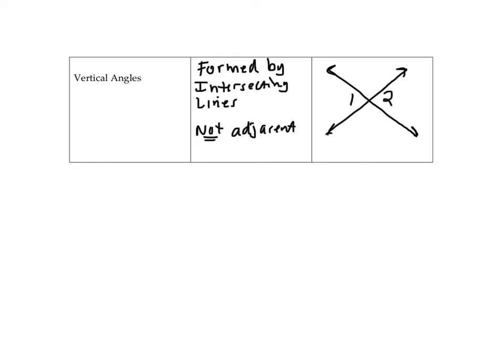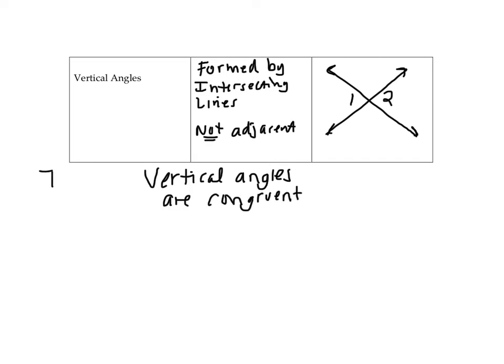We do have a theorem relating vertical angles, and that theorem states very simply, vertical angles are congruent. And again, this is a theorem. So in our diagram, angle 1 and angle 2 are vertical angles, so we can say angle 1 is congruent to angle 2, meaning they have the same measure.